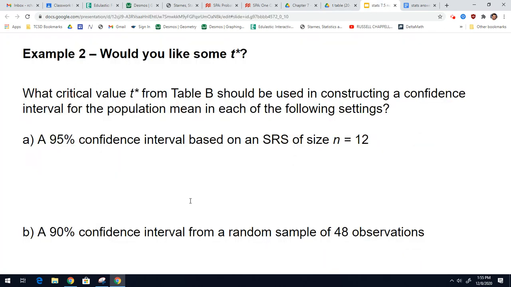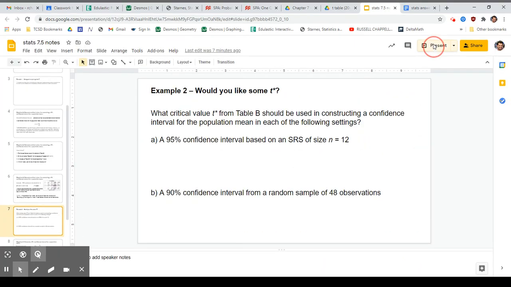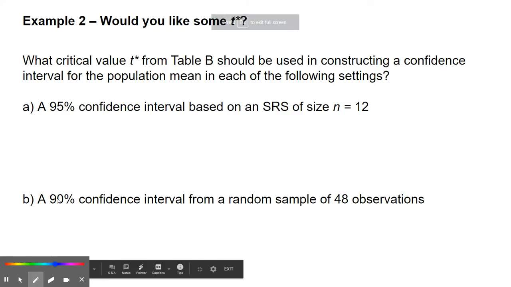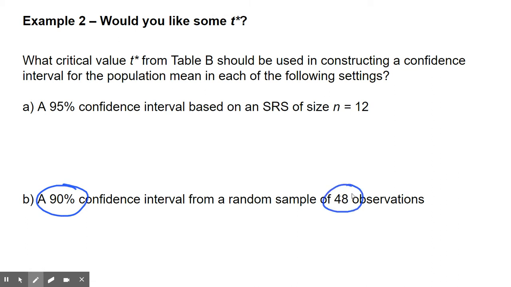All right, let's go back and do the second problem. The second problem says, what about a 90% confidence interval? And now our sample size is 48. So that's our n value. To find your degrees of freedom, 48 minus 1 is 47.